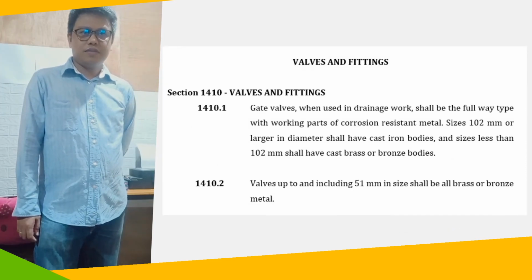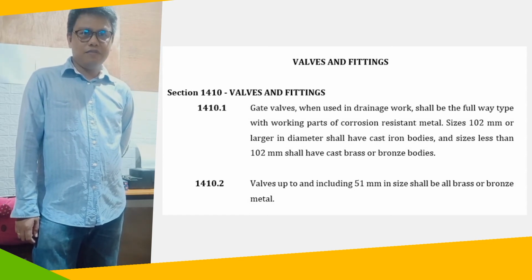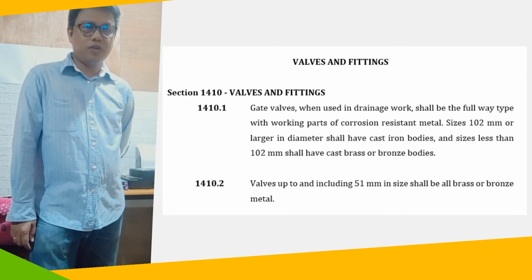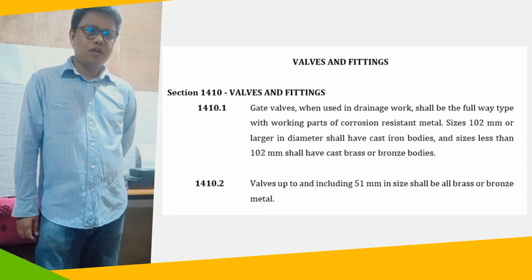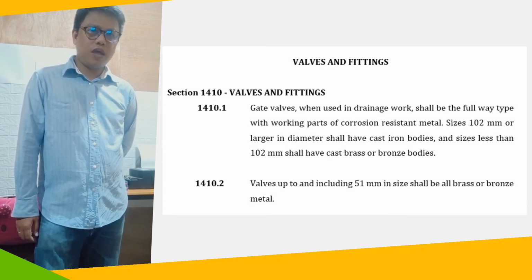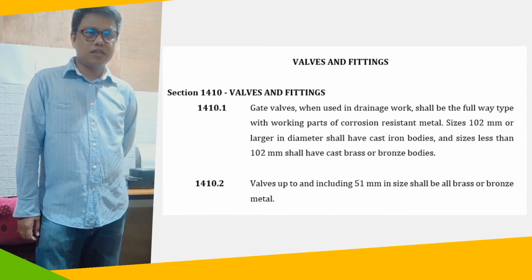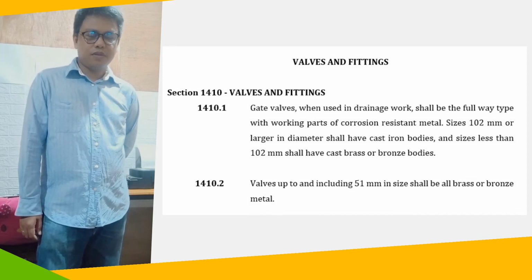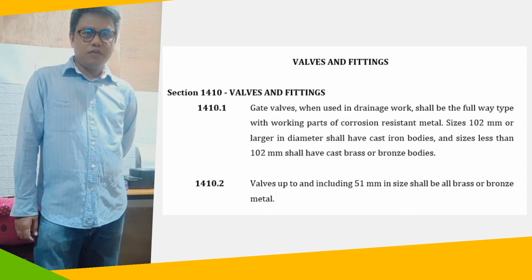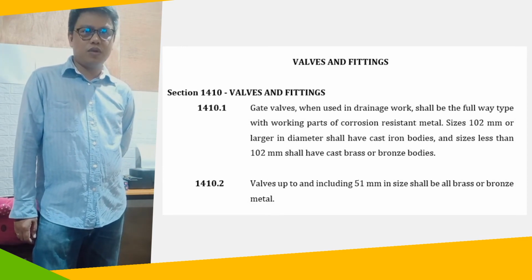Valves and fittings. Section 1410. Valves and fittings. 1410.1. Gate valves, when used in drainage work, shall be the full-way type with working parts of corrosion-resistant metal. Sizes 102 mm or larger in diameter shall have cast iron bodies, and sizes less than 102 mm shall have cast brass or bronze bodies. 1410.2. Valves up to and including 51 mm in size shall be all brass or bronze metal.